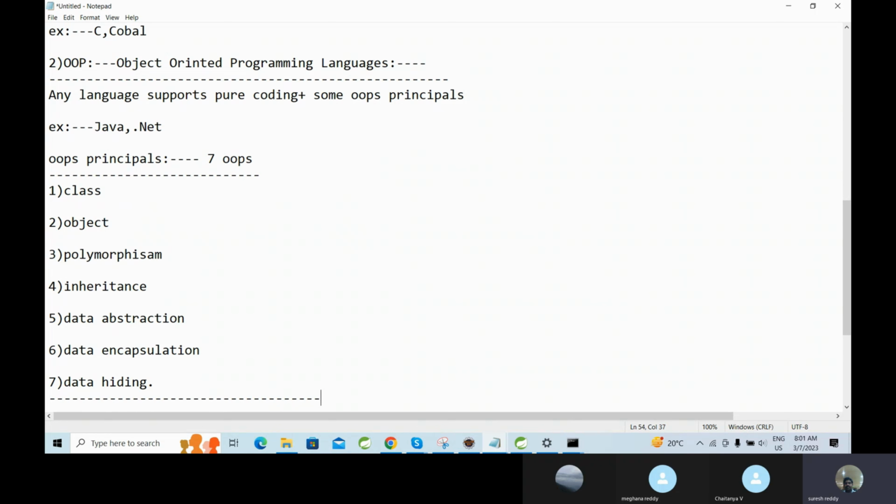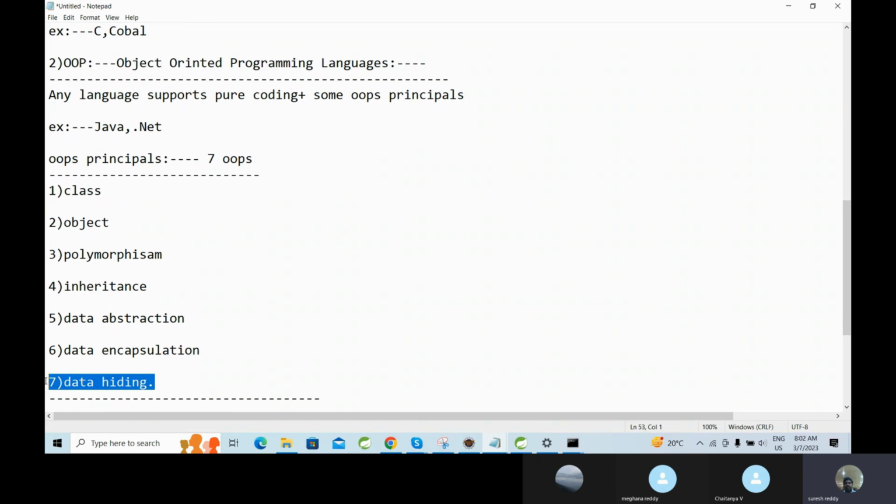According to Sun Microsystem, how many OOPS principles are there, guys? There are 7. What are those? First is class, next is object, polymorphism, inheritance, data abstraction, data encapsulation, and data hiding. There are 7 OOPS principles.